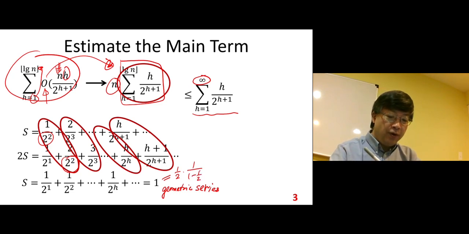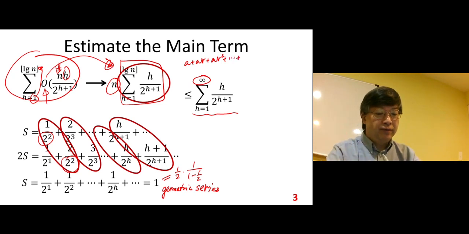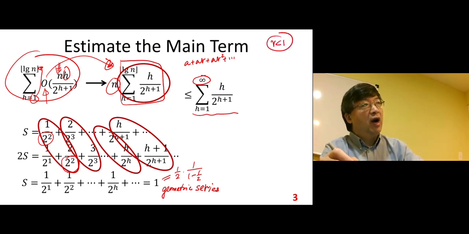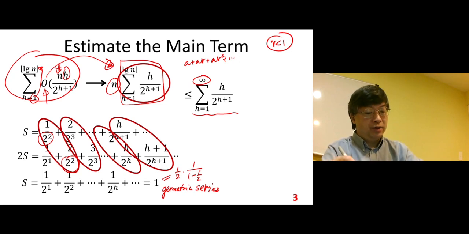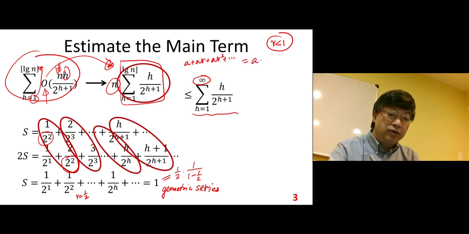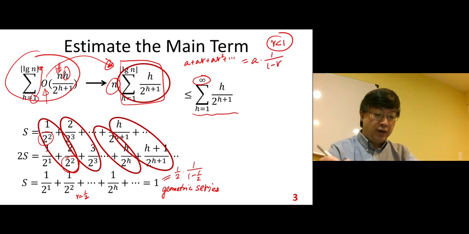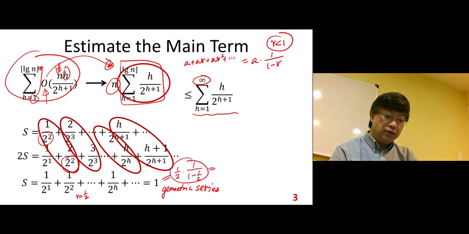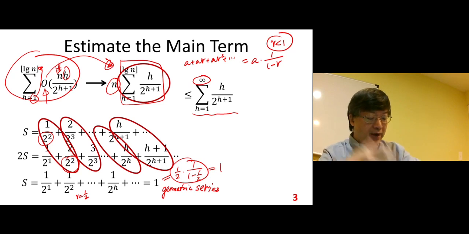Or if I write a plus ar plus ar squared plus infinitely many terms, the r must be less than 1. Then it is convergent. If r is greater than or equal to 1, it is divergent. So here r equals 1/2, so the geometric series is convergent. Then the formula equals a times 1 over 1 minus r. So that equals 1. All right, so we find it, 1.